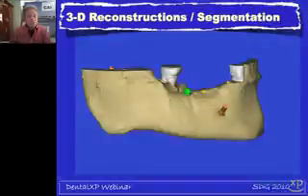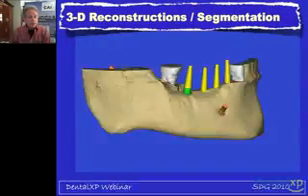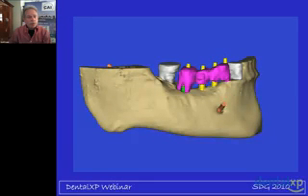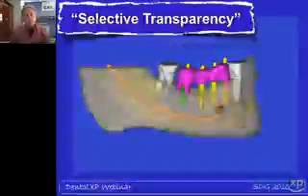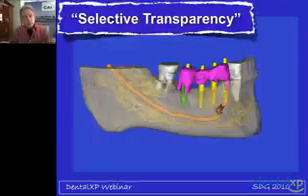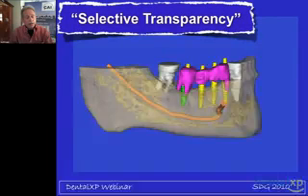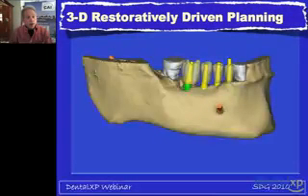Unfortunately, just doing this step is not enough, because we really need to be able to extend our restorative elements through the occlusal aspect of the teeth so that we can see where the embrasures may be, so that we can see where the emergence of the implants are within the occlusal table of the individual teeth. And so utilizing our selective transparency, we're going to be able to see how we can avoid the adjacent tooth roots, how we can avoid the inferior alveolar nerve, and allow us to be able to have a predictable result doing what I call 3D restoratively driven planning.